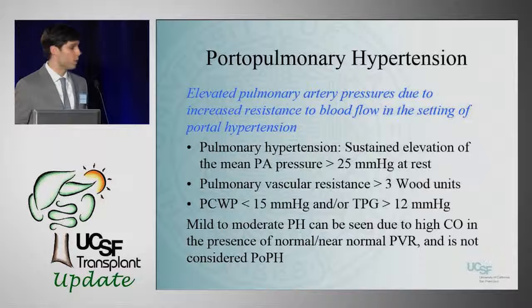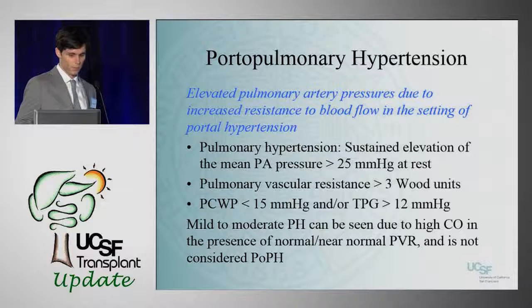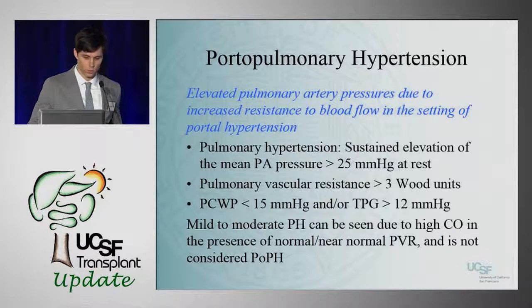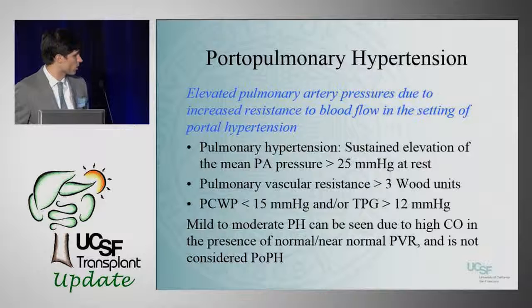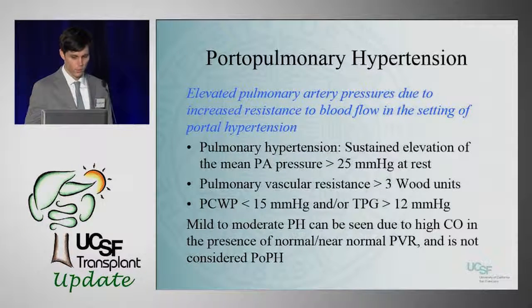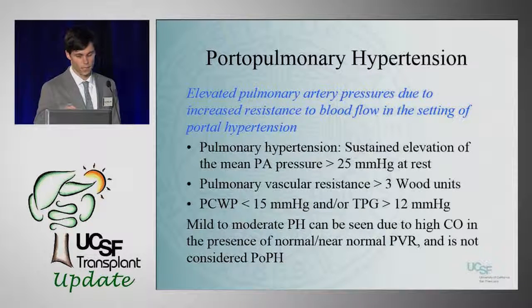Here's the overview for today. If there's one thing to take home, it's what portal-pulmonary hypertension is. The part in blue, elevated PA pressures due to increased resistance to blood flow in the setting of portal hypertension, is really important. It's a disease of the pulmonary arteries, not just high PA pressures. To have it, you have to have high PA pressure, so we use a mean pulmonary artery pressure of 25 millimeters of mercury at rest. You also have to have an elevated pulmonary vascular resistance. We use 3 Wood units as our cutoff, which gets at the resistance to flow in the pulmonary arteries.